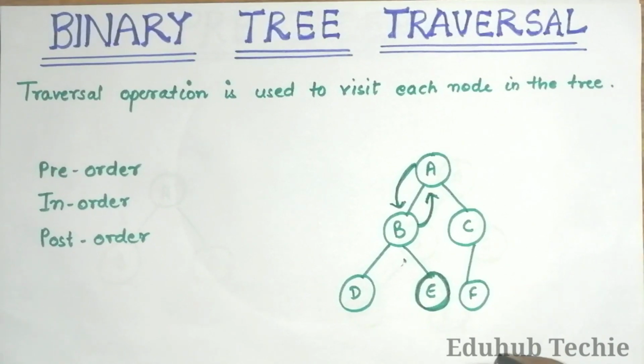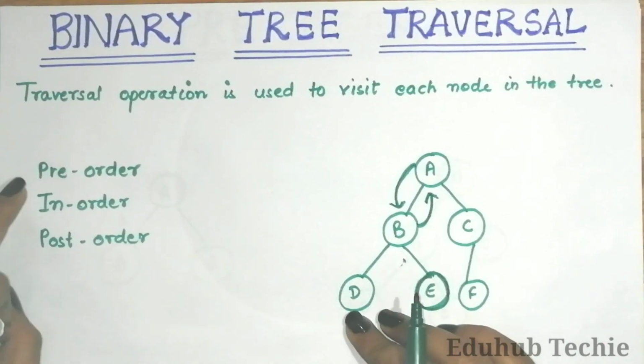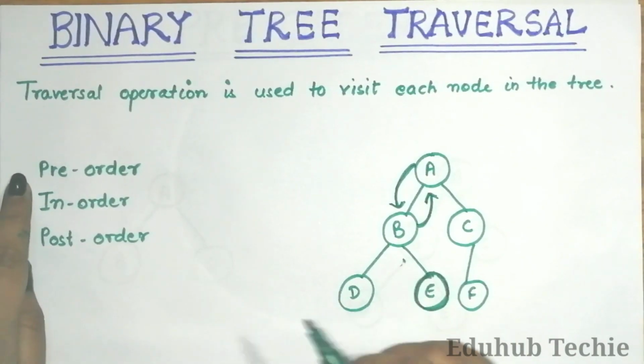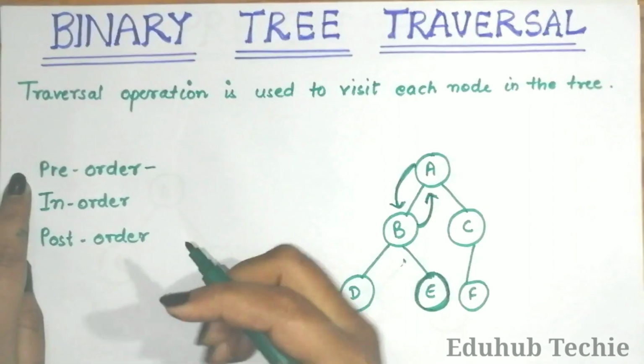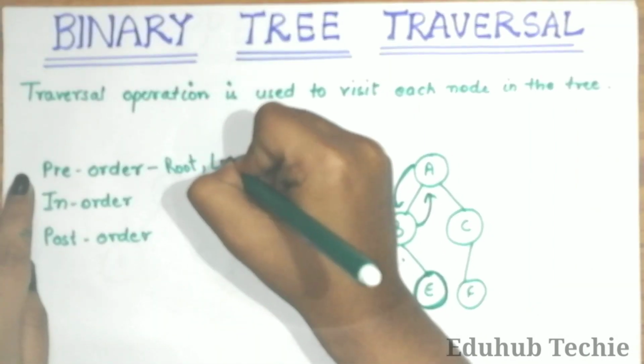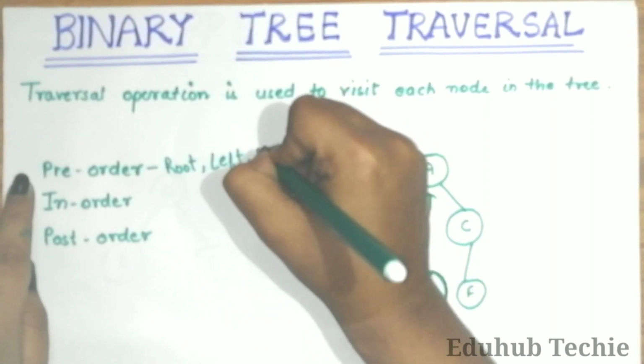There are three ways of traversing. First is pre-order, second is in-order, and third is post-order. So pre-order, from pre, what do we understand from pre? Pre means पहले, so root will come first, okay? Then left node and then right node.